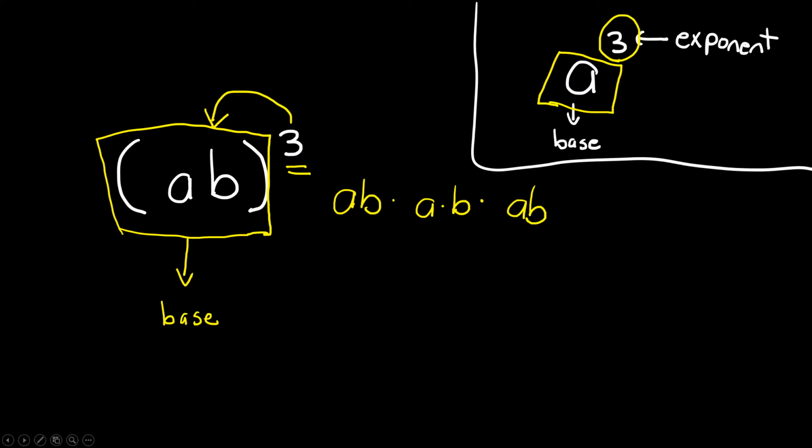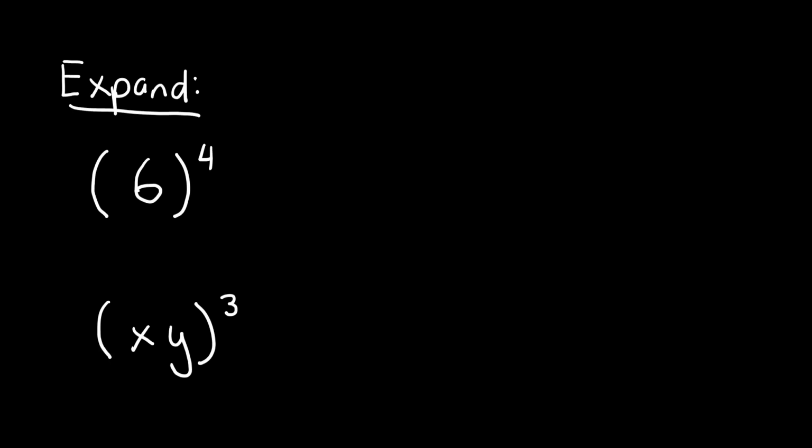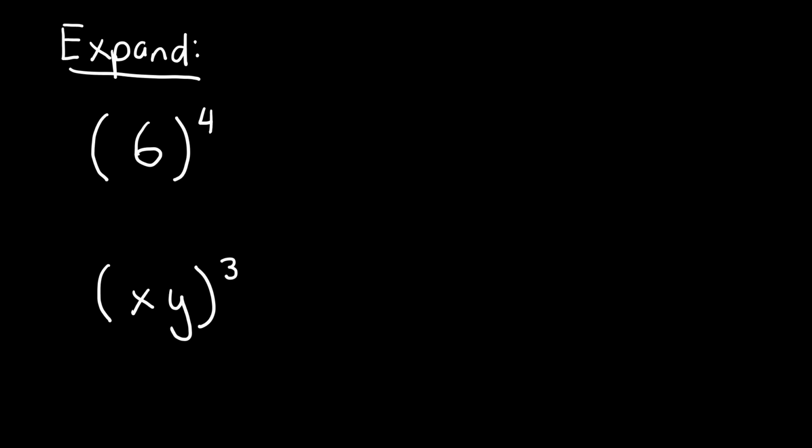Let's move on to examples to really show this idea of brackets and exponents. Our first example here is open bracket 6 close bracket to the power of 4. What does this mean? That means the base here is in brackets and it is repeatedly multiplied by 4.